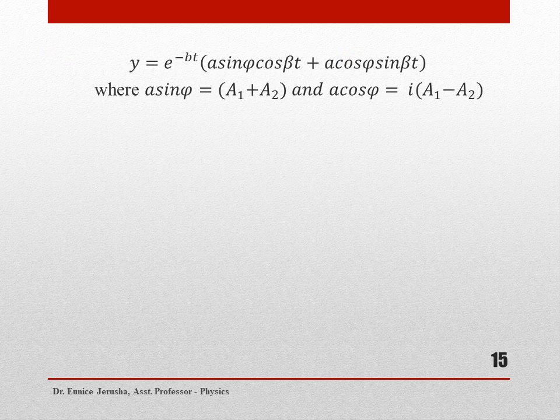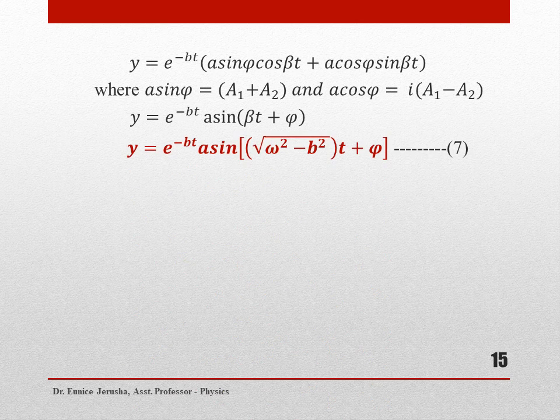The equation for y, which is e power minus bt a sin phi cos beta t plus a cos phi sin beta t, is an expanded form of y is equal to e power minus bt a sin beta t plus phi. This is just like the common formula we know for sin a plus b. We now substitute for beta as square root of omega square minus b square.